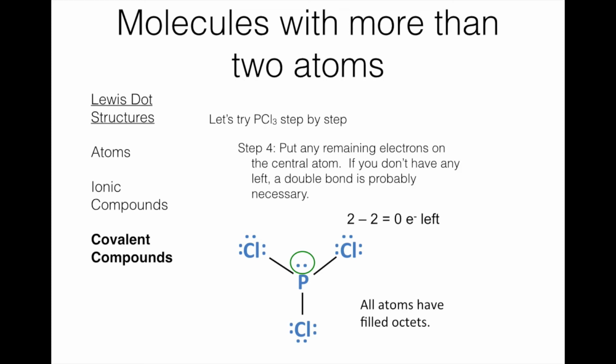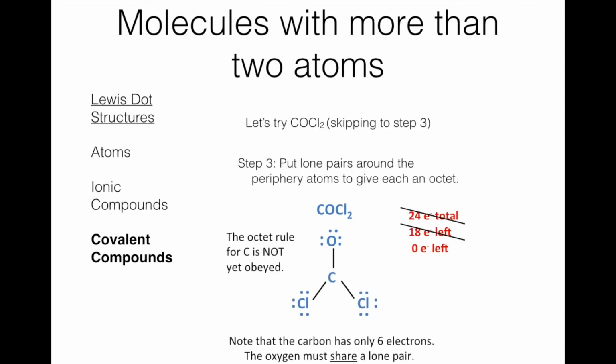If you get to this step and you don't have any electrons left, so let's say we don't have an octet around the central atom, but we already used up all the available electrons, this is when we have to start considering double or triple bonds to the central atom. So let's look at COCl2. I already skipped to step 3, so I skipped the first 2 steps.